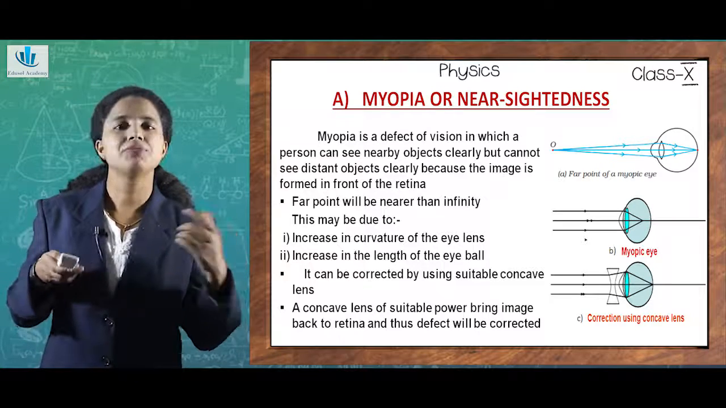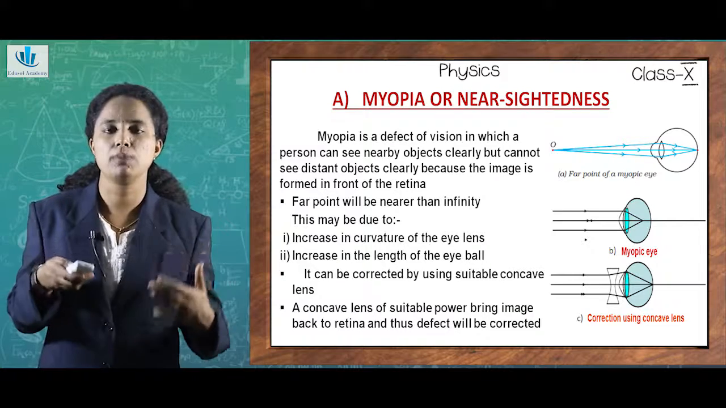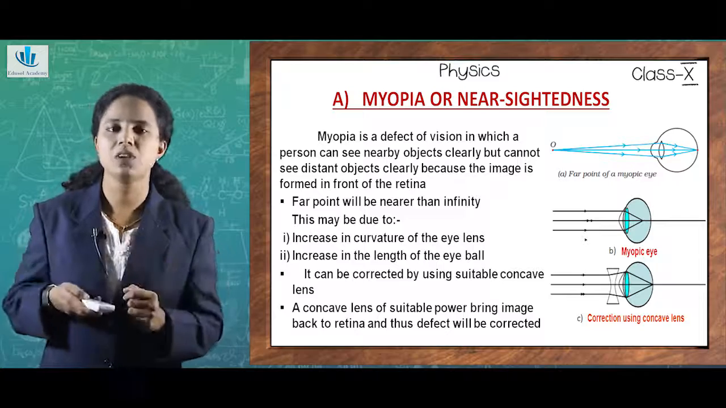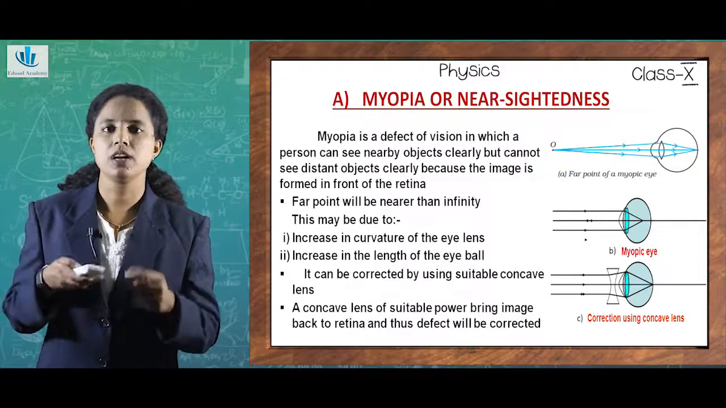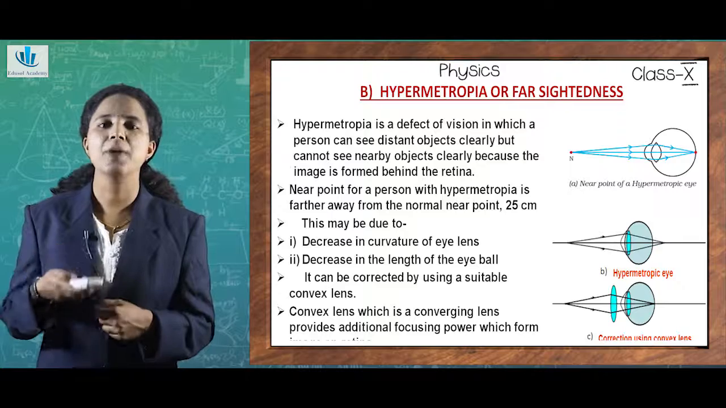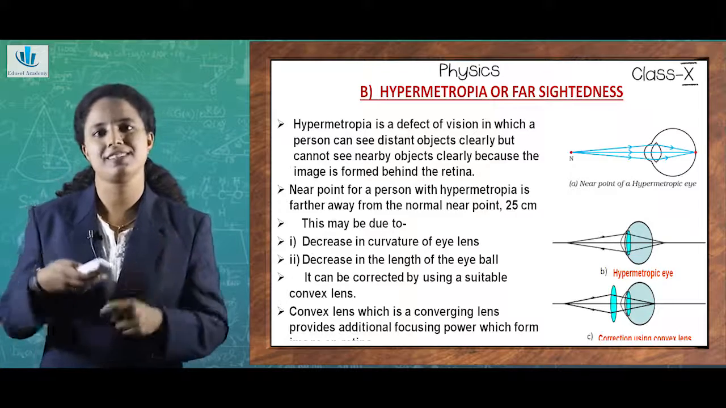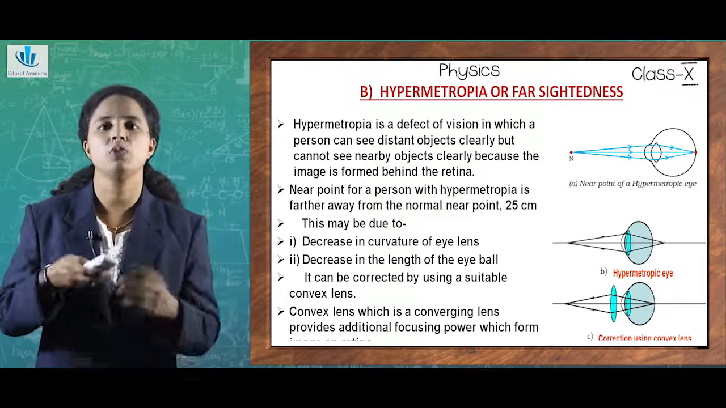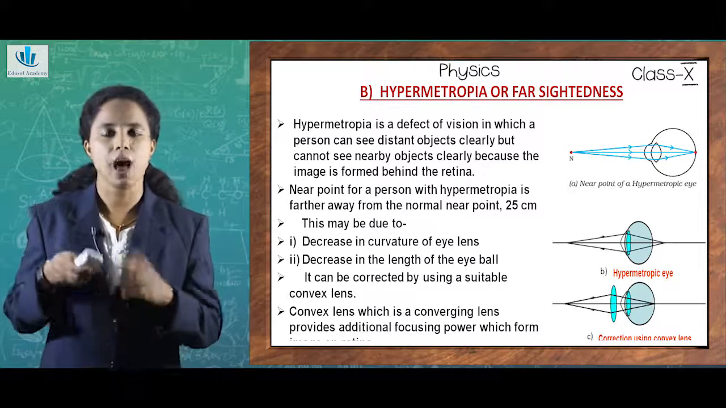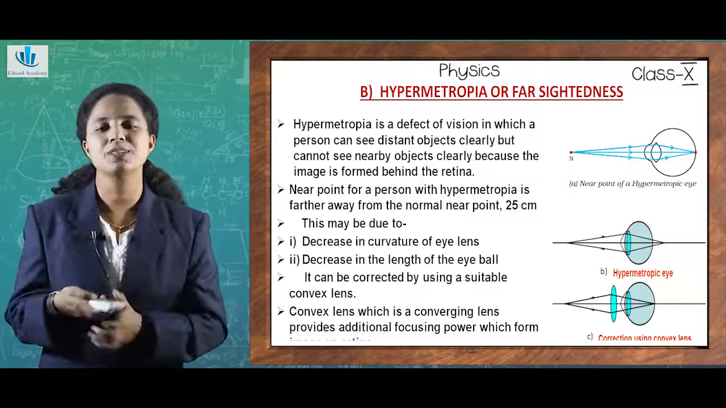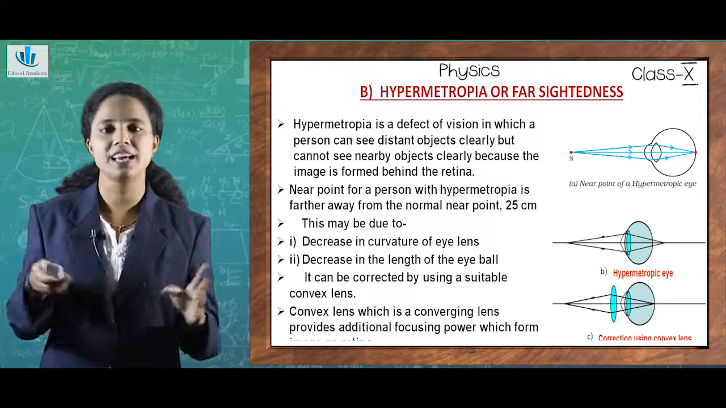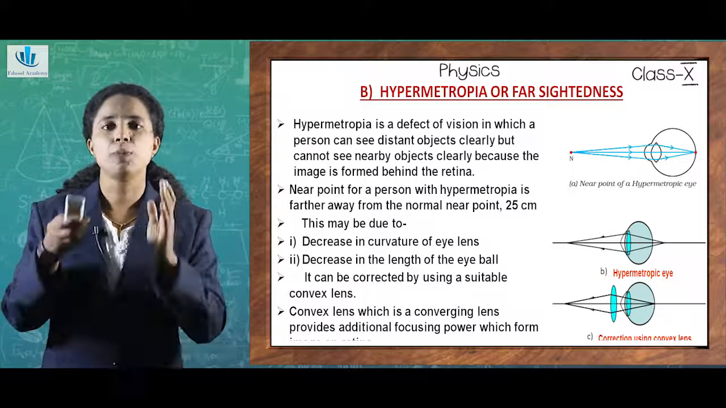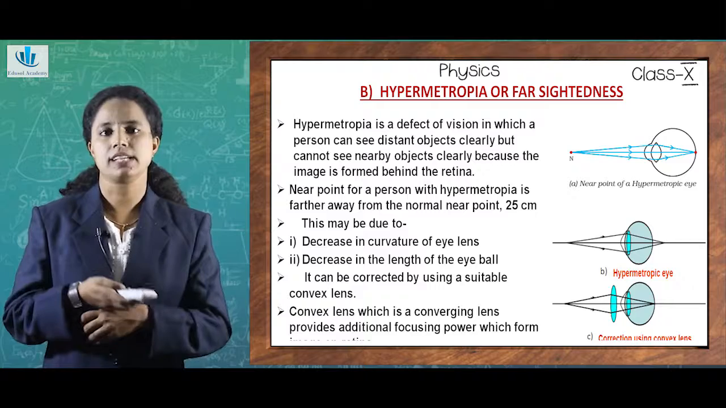And what may be the other defects of vision? Just like if you are not able to see distant objects, there will be the other way also, isn't it? So we can check the other one, that is hypermetropia or farsightedness. Hypermetropia is yet another shortcoming of vision. In this case, the person will be able to see distant objects very clearly, or very vividly. The problem is that the person won't be able to see nearby objects clearly.